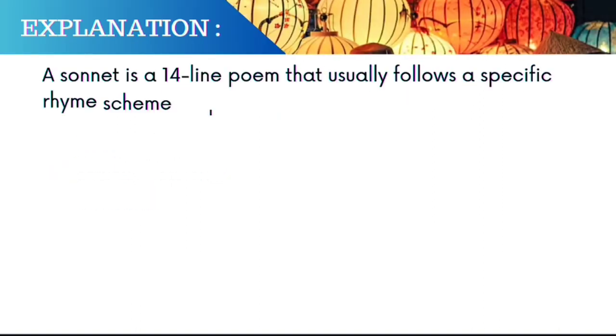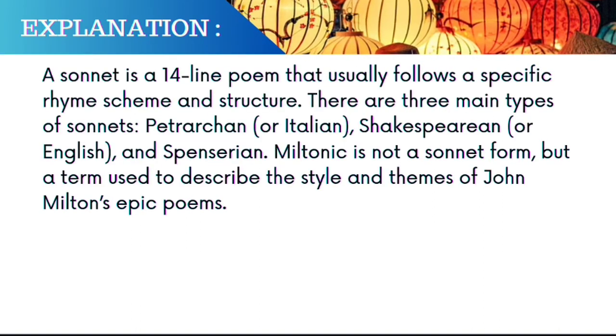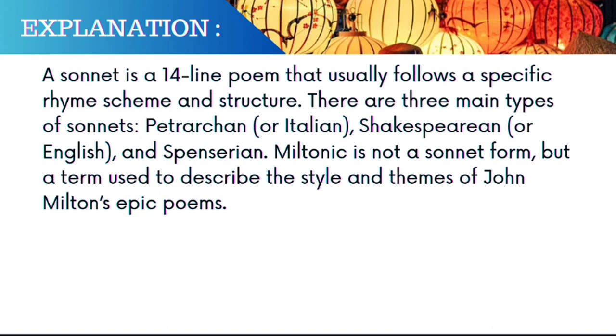Miltonic. Okay. So a sonnet is a 14-line poem that usually follows a specific rhyme scheme and structure. There are three main types of sonnets: Petrarchan or Italian, Shakespearean or the English sonnet, and Spenserian. Miltonic is not a sonnet form, but a term used to describe the style and themes of John Milton's epic poem.